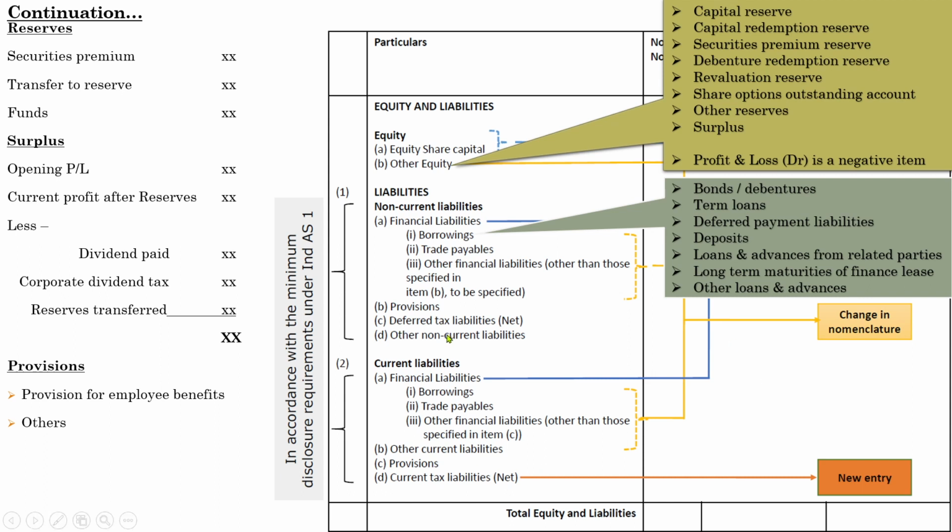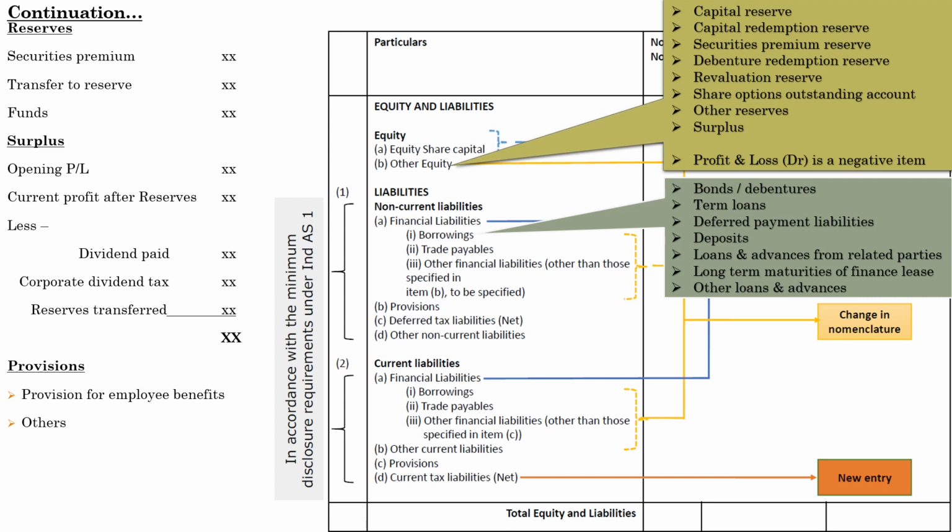And finally, other non-current liabilities. That means you may come across a question where all the types of non-current items will be given. If you can't find a heading for a particular item specified in the question, you can directly show that item under other non-current liabilities. That is the purpose of other non-current liabilities: to include those non-current liability items which cannot be shown under any of the above heads. So that is with regard to non-current liabilities under the liability side.